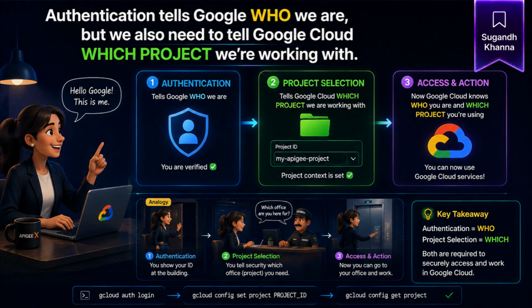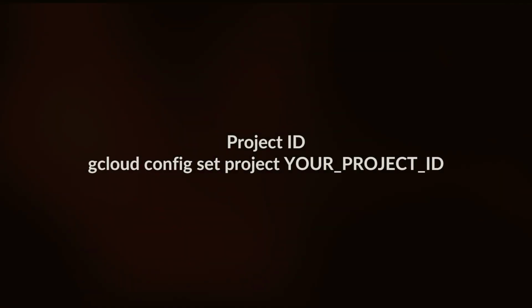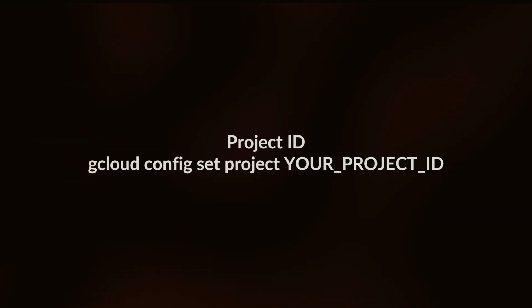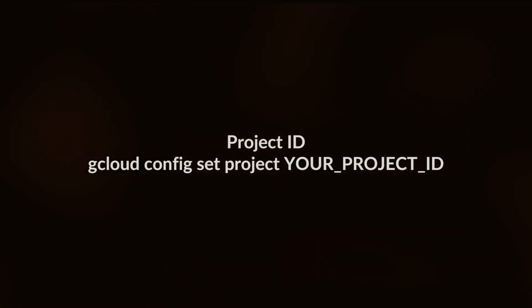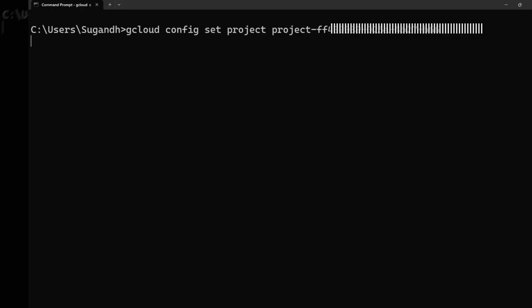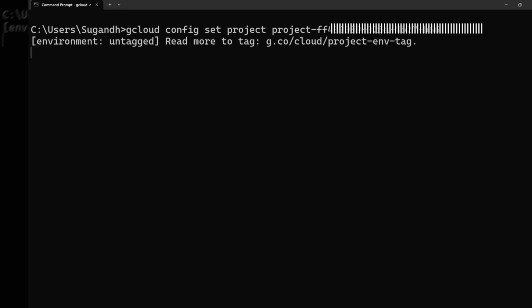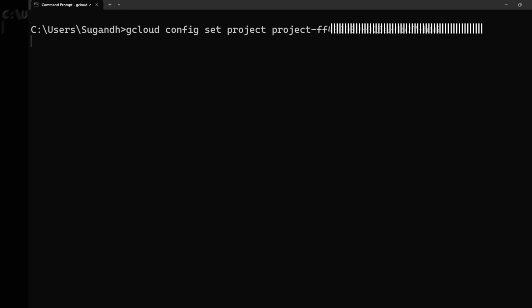Authentication tells Google who we are, but we also need to tell Google Cloud which project we are working with. This is where the project ID comes in. I will set my project using gcloud config set project. From this point forward, commands that rely on the active project will use this project unless I explicitly specify another one.